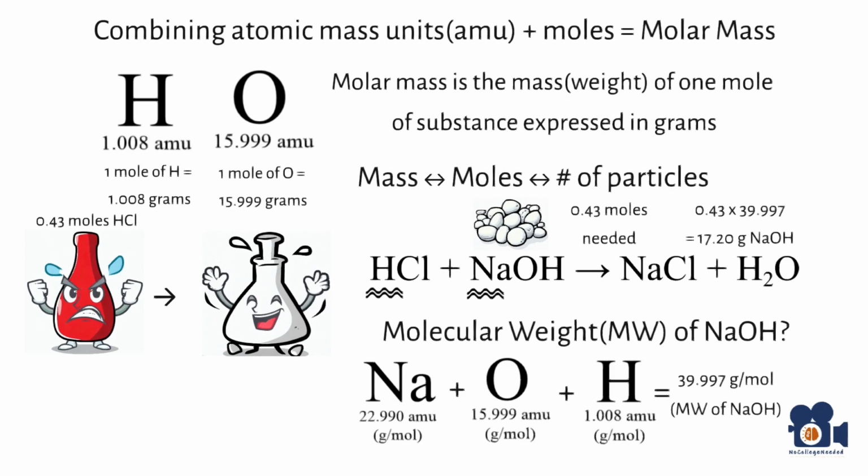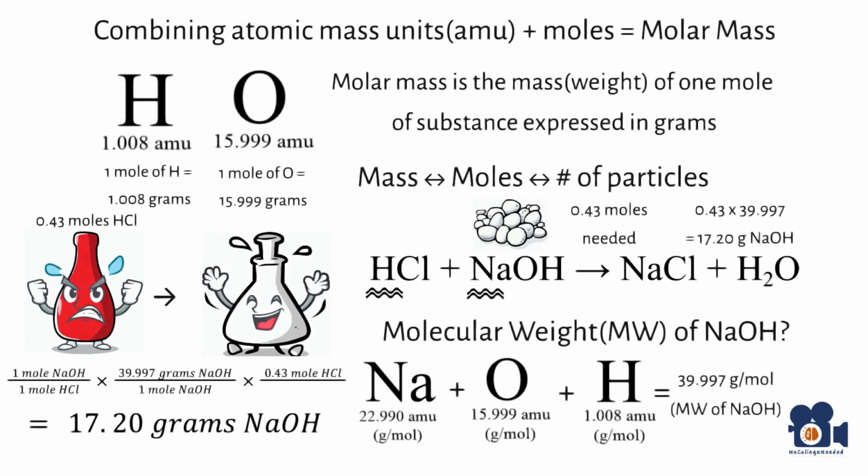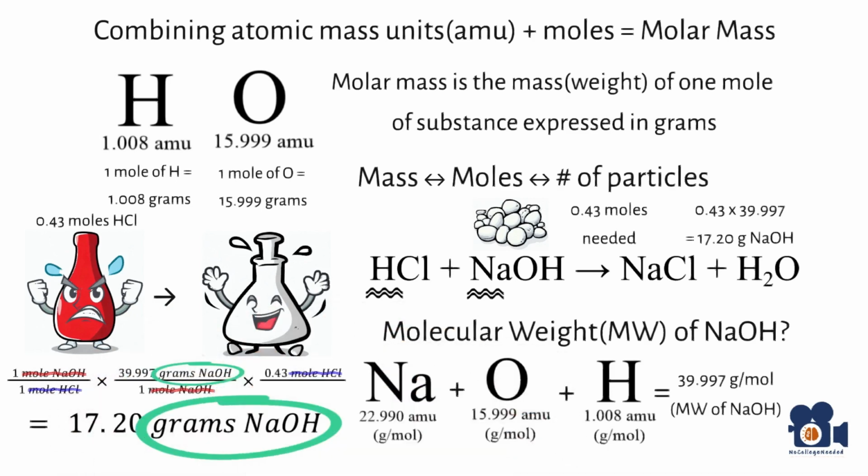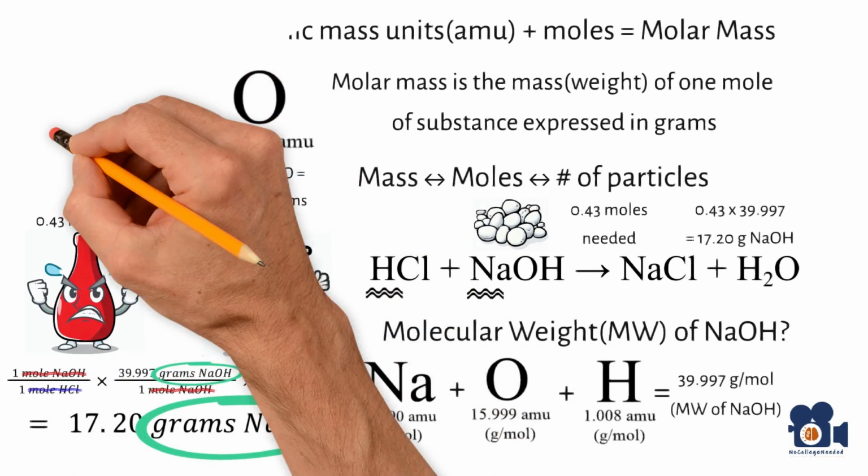For this, it would look like 1 mole of NaOH per 1 mole of HCl times 39.997 grams of NaOH per 1 mole of NaOH times the 0.43 moles of HCl to equal 17.2 grams of NaOH. Using the dimensional analysis, we can also cross off the different units to make sure that you're following the math correctly.